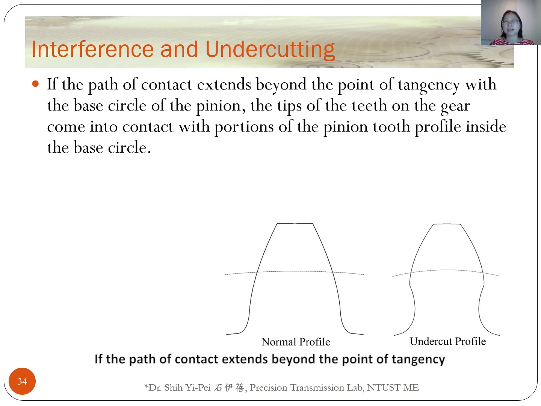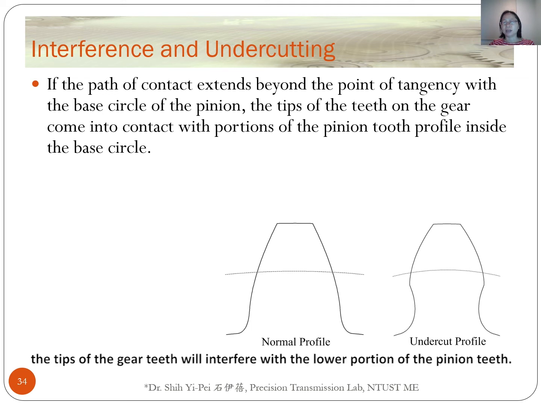If the path of contact extends beyond the point of tangency with the base circle of the pinion, we call this point the interference point. The tips of the teeth on the gear come into contact with portions of the pinion tooth profile inside the base circle. Because the involute is not defined inside the base circle, conjugate action is lost, and the tips of the gear teeth will interfere with the lower portion of the pinion teeth.